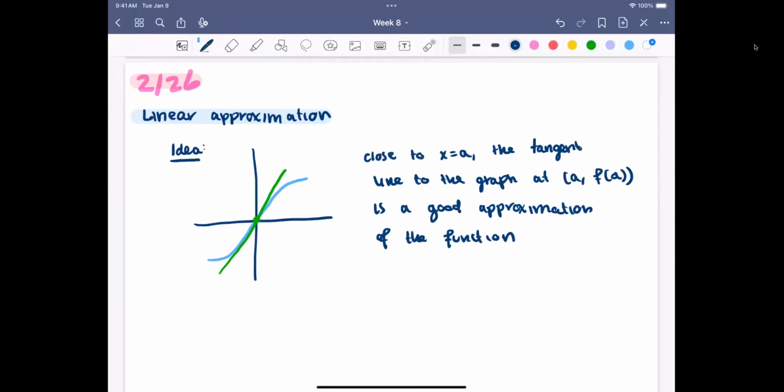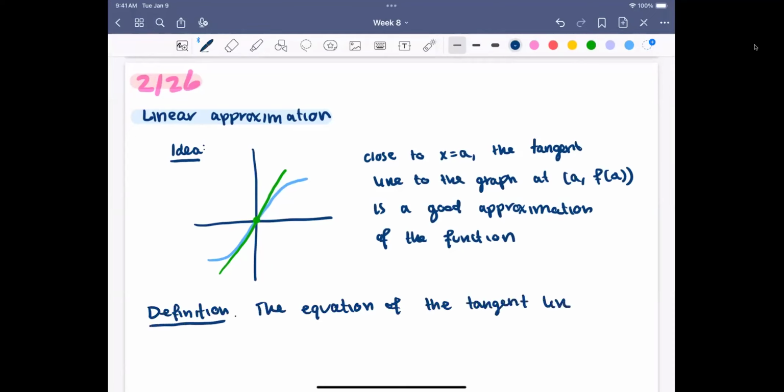Okay, so for this, we'll make a definition, and then I'll do a few examples. So the equation of the tangent line at a is the following. This is nothing new. We know that this is given by y equals f of a plus f prime of a times x minus a. Maybe I'll just pause and explain why we know that.